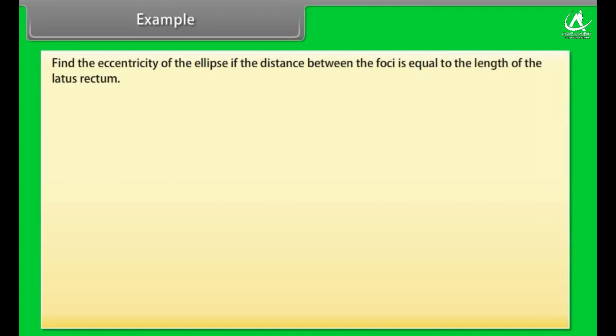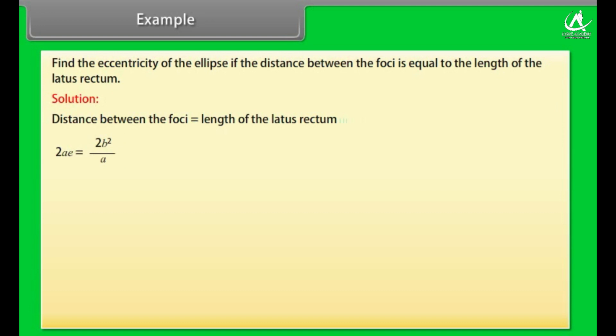Example: find the eccentricity of the ellipse if the distance between the foci is equal to the length of the latus rectum. Solution: distance between the foci is equal to length of the latus rectum. 2ae is equal to 2b square upon a, or ae is equal to a square into (1 minus e square) upon a, or e is equal to 1 minus e square, or e square plus e minus 1 is equal to 0.